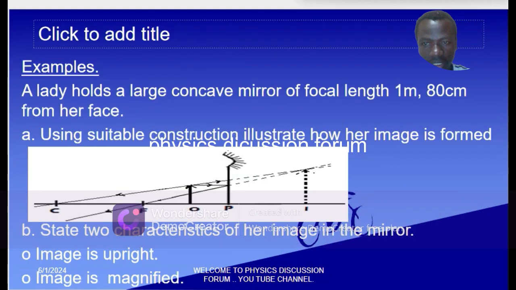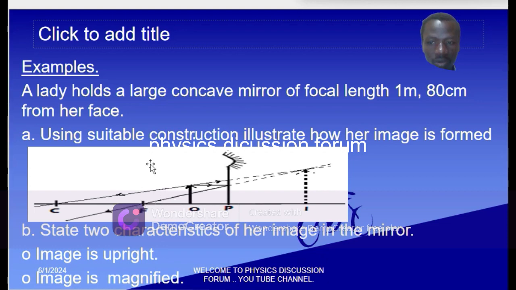We can consider this example. A lady holds a large concave mirror, focal length 1 meter, 8 centimeters from her face. So use a scale. You've been told the focal length, so the distance from here up to here is 100 centimeters, according to the scale. Then this one from here up to here is also 100. The distance between C and F is equivalent to the distance between F and P. Yes, this one is a symbol for a concave mirror. So it is just an object between F and P.